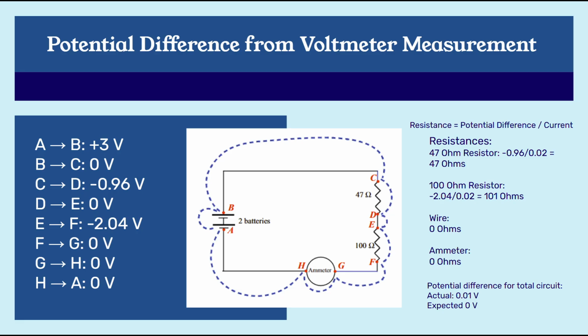Using these values, we can calculate the resistance of different parts of the circuit. Findings supported that the 47 ohm resistor had a resistance of 47 ohms, but the 100 ohm resistor had a resistance of 101 ohms. Across the wire and ammeter, resistance was 0. These values gave us an actual potential difference across the circuit of 0.01 volts rather than the expected 0.